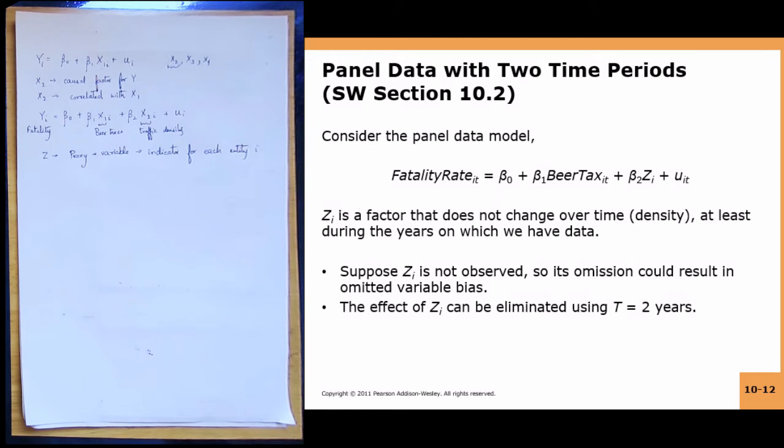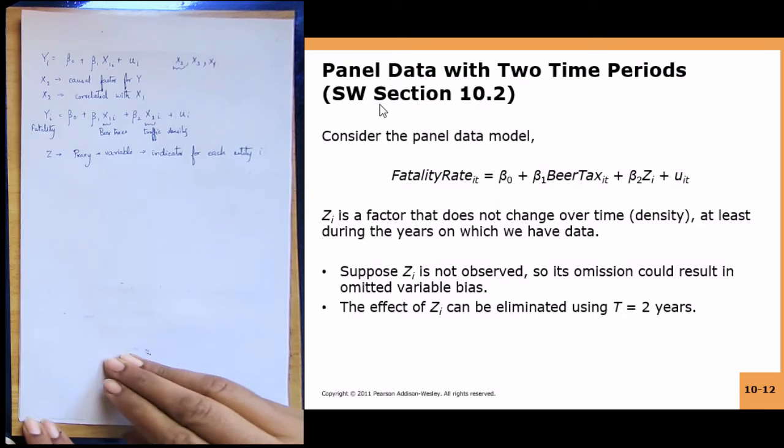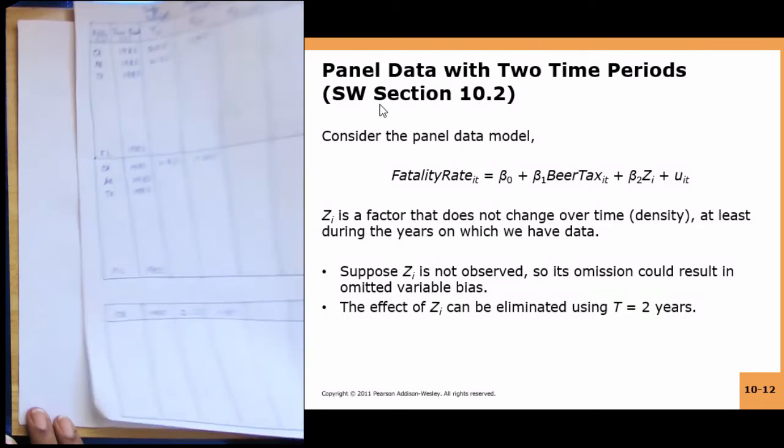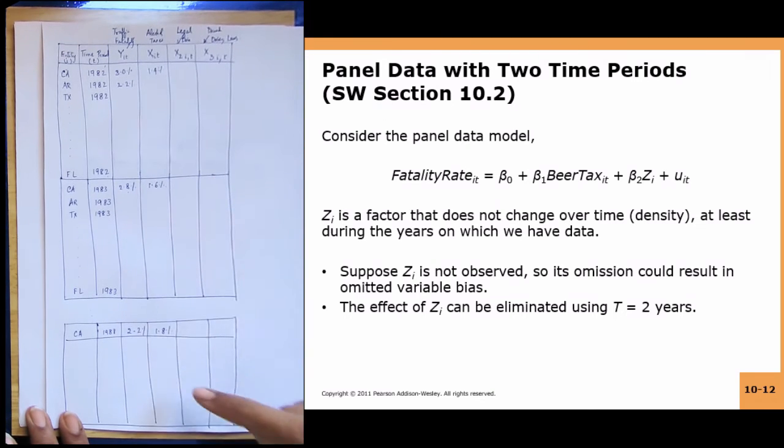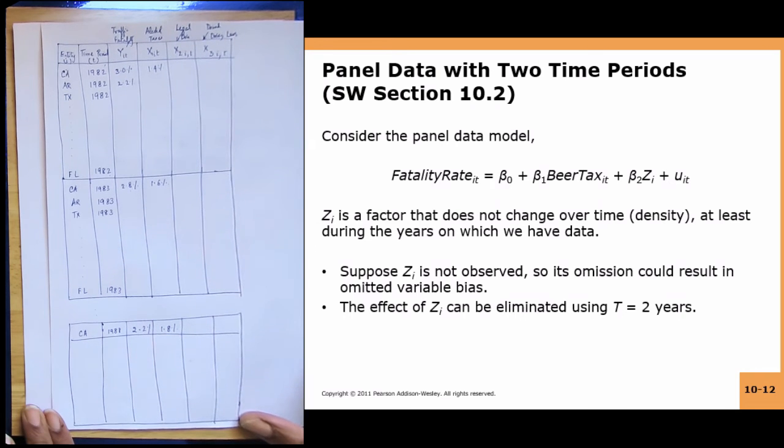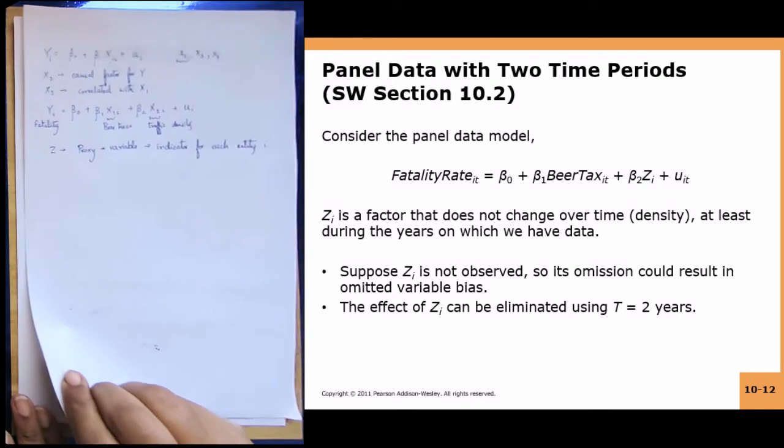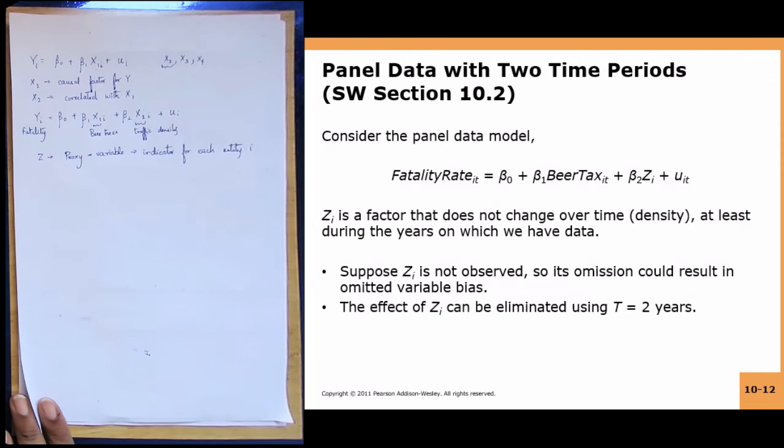So first we start with a simple 2 time period panel data. Here we had looked at 82, 83 and so on till 88. But first, in order to understand it at a simple level, we start with 2 time periods.